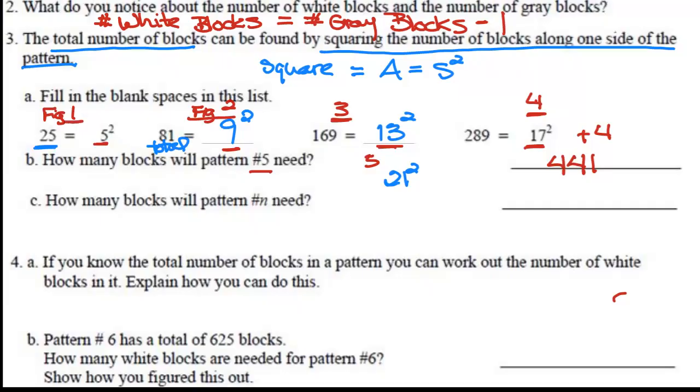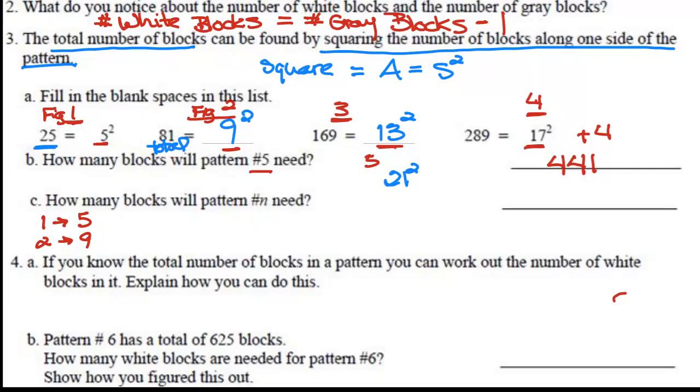So you have to ask yourself, how am I getting from the figure number to the number of sides that we have? So we went from 1 to 5. We went from 2 to 9. What are some different ways I can get from number 1 to 5?